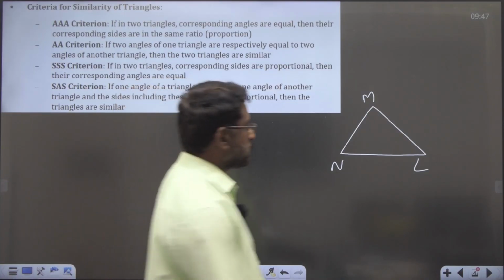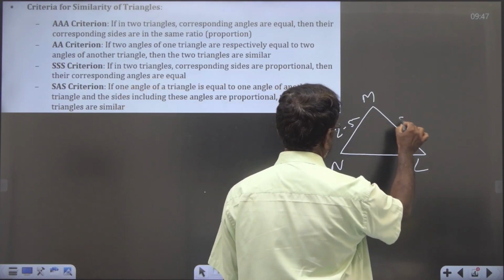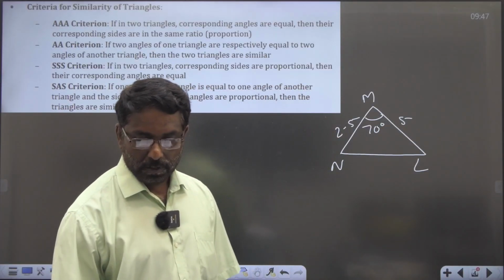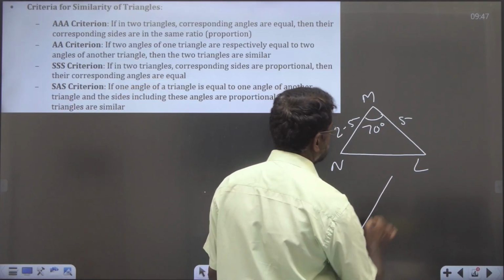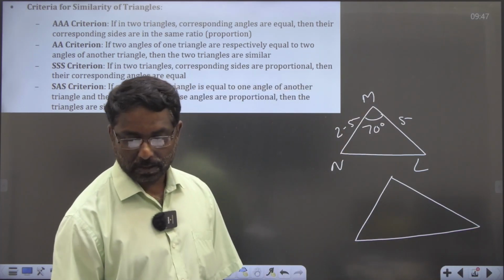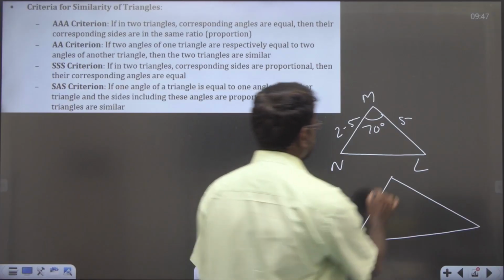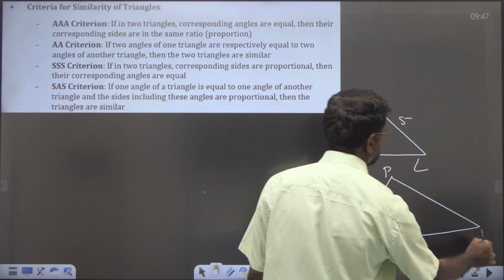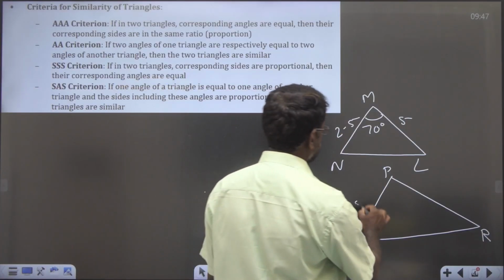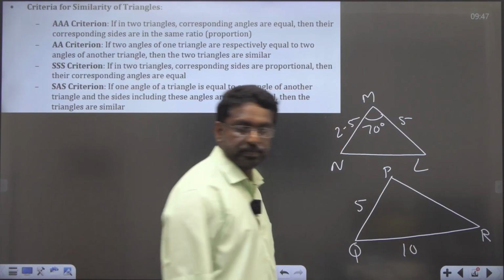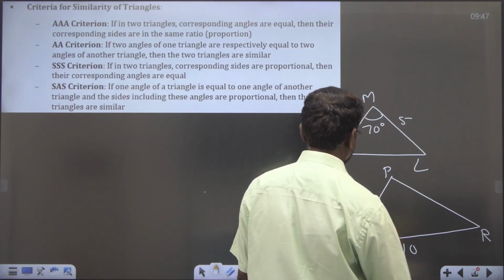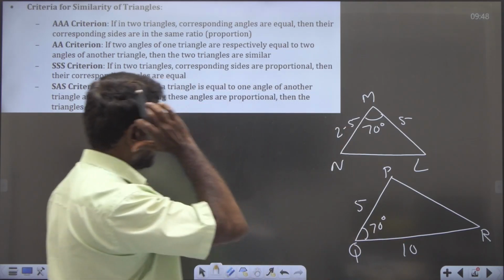Given as this is 2.5, this is 5, this is 70 degree. And also another triangle like this is a big triangle, a big triangle PQR. This is given as the triangle PQR, also given that PQ is 5, QR is 10, and also this is 70 degree.